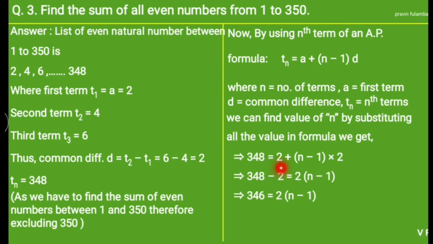We transfer these 2 to left hand side. So we get 348 minus 2, and in RHS we write these 2 in first position. So 2 into n minus 1. Now we calculate this. 348 minus 2 we get 346. So divide 346 by 2. So we write here n minus 1 is equal to 346 upon 2, which is 173. So we transfer this minus 1 to right hand side. So we get 173 plus 1, which is 174. So n equals 174.